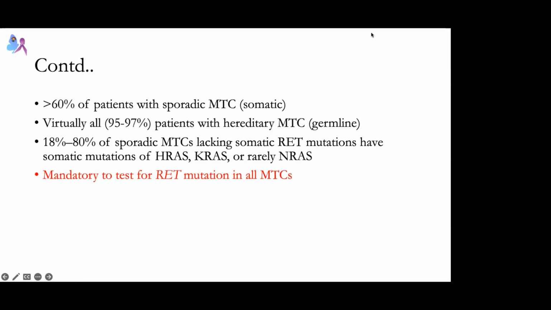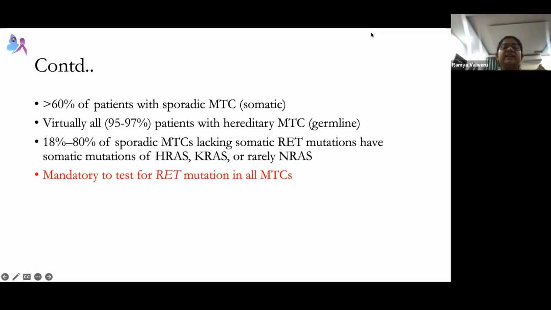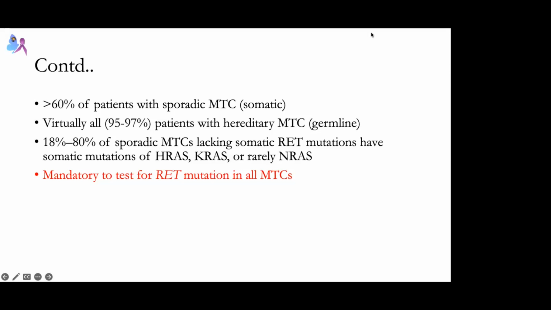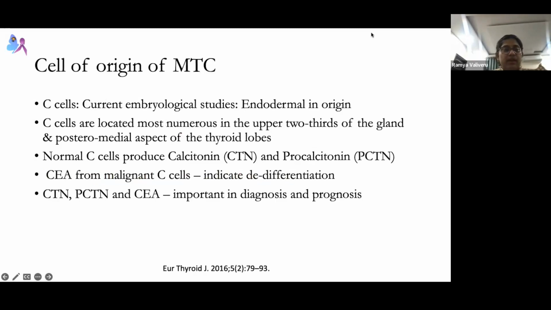Whether the gene is in the germline or somatic, in the parafollicular cells of the thyroid, it is the reason for forming the tumor in sporadic cases. That's why it is more aggressive. That's one thing we all have to remember. We tend to think that hereditary cases are more aggressive. It's not so.